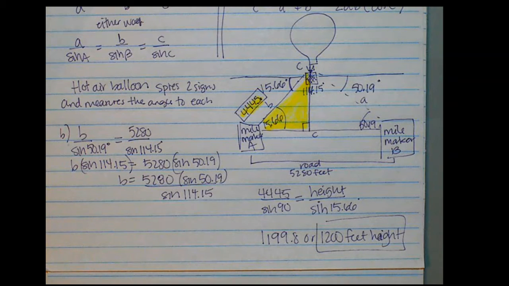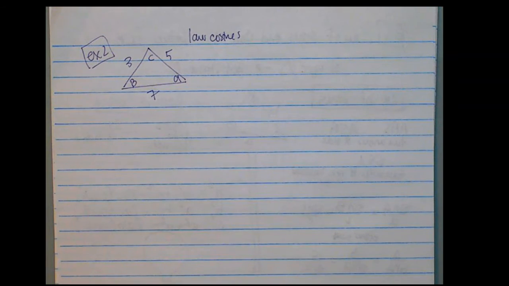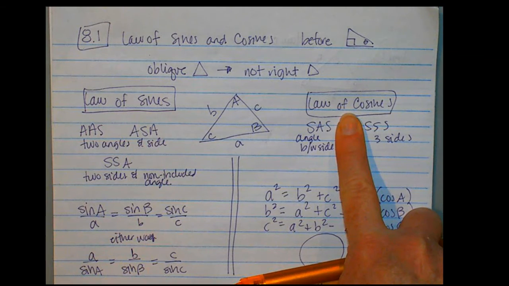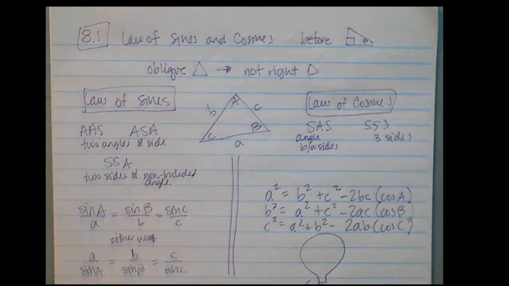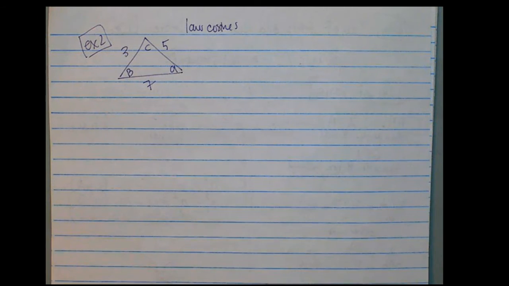Okay, let's use the law of cosines. This example is using the law of cosines, and I need it because I only have 3, 5, and 7. I have 3 sides, and 3 sides means I have to use law of cosines. So we're going to pick a side to find one of the angles. Then we're going to pick another side and find its angle, and then we can find the third angle. Does that make sense to you?